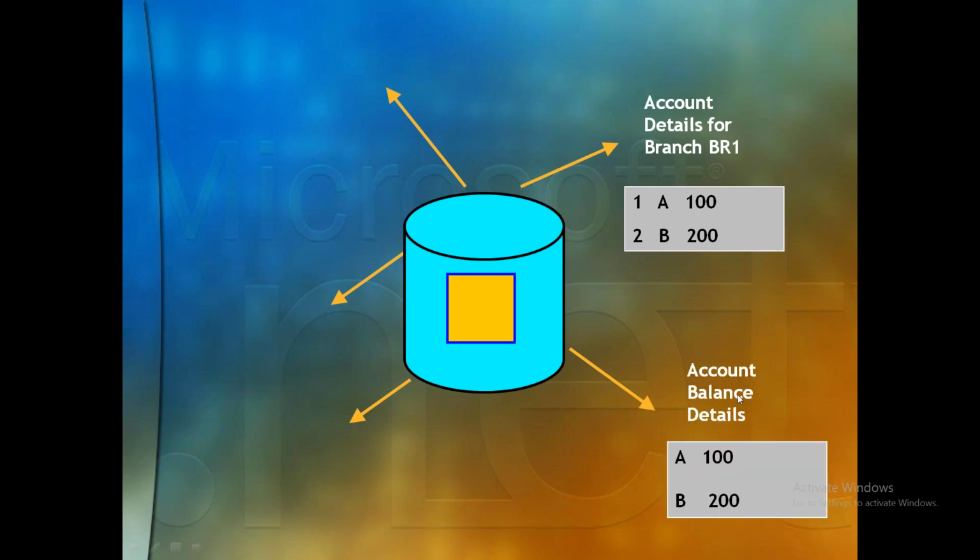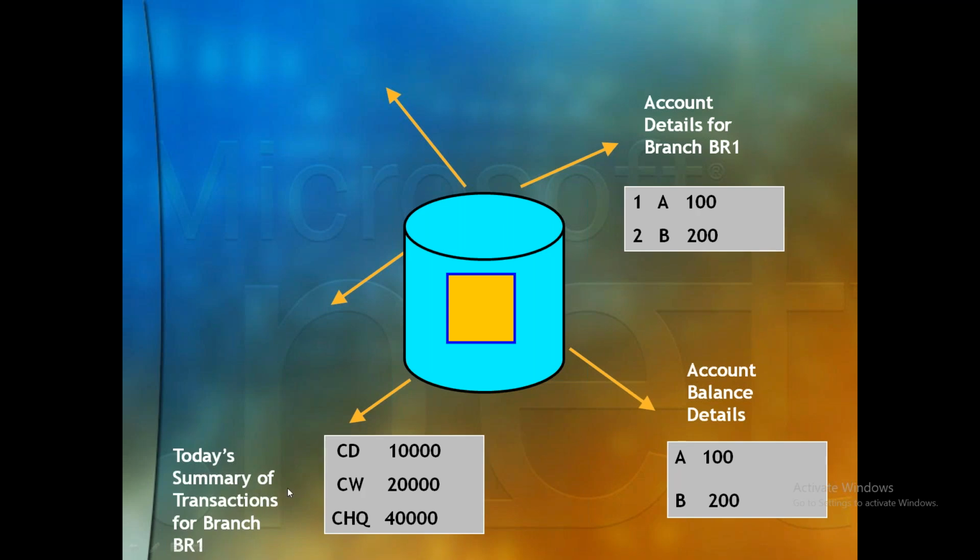So I want to know account balance details. I want to see what the balance is. Then you may be writing one more query, right? And I want to know today's summary of transactions for branch BR1. For example, what are the cash deposits today? What are the total cash withdrawals that happened today? And what are the check deposits and withdrawals that happened today? I want to have a summary by end of the day. Clear? For branch BR1, for branch BR2, for branch BR3, like that, I want to get the information.